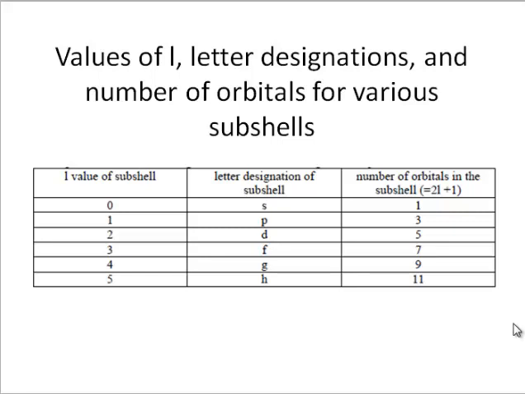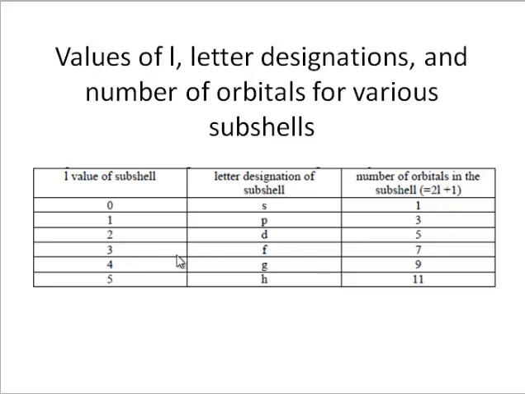Now here we represent the table from the textbook. This shows you that for a given L value, what the letter code is, and how many orbitals are in the subshell. L equals 1 is a p-type orbital, has 3 orbitals in the subshell. I just said that on the last slide. L equals 2 is a d-type orbital, has 5 orbitals in the subshell. There are 5 orbitals in a d subshell.